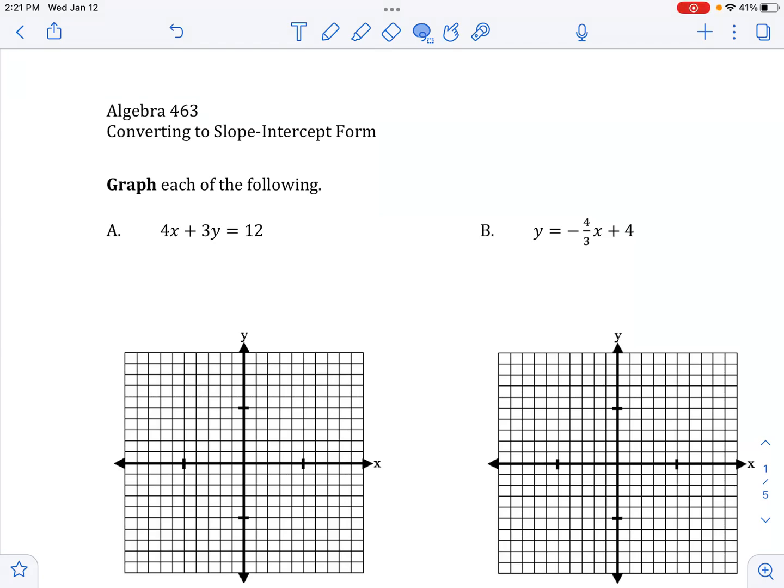All right, welcome to our lesson on converting to slope-intercept form. The very first couple of questions here are going to just be review questions in terms of graphing.